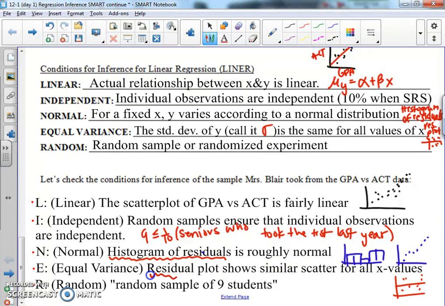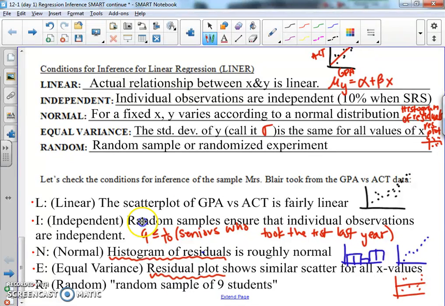Equal variance, again, is just even spread of the residuals. So notice that I mentioned the fact that it was a residual plot, and I drew a little picture of the residual plot to show that there was indeed even scatter. And then the random condition, like I said, is just making sure that it talks about the fact that you got your sample from any kind of random aspect.